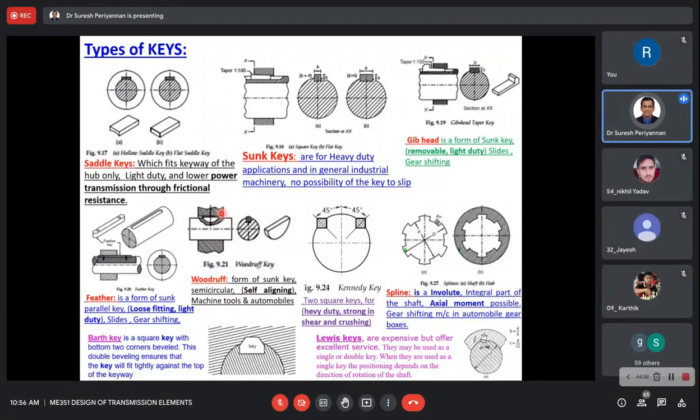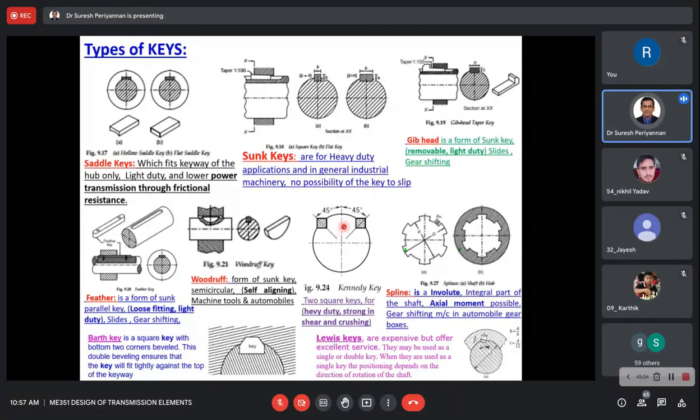And now this is the Kennedy key. The Kennedy key is similar to the square key, but the person who found this concept did so for better power transmission; that is called the Kennedy key. Here the two keys are oriented 90 degrees between them. See here, with respect to a vertical axis they are each oriented 45 degrees. With respect to the two keys, the angle is 90 degrees.